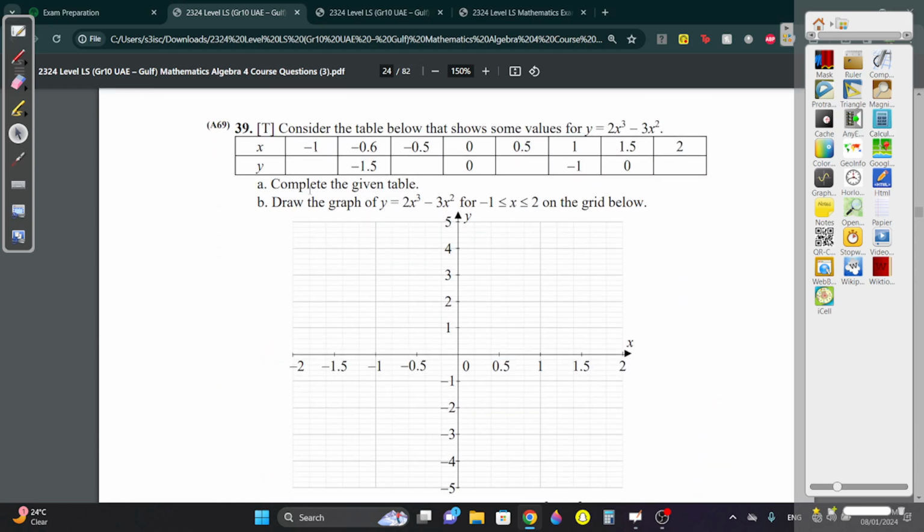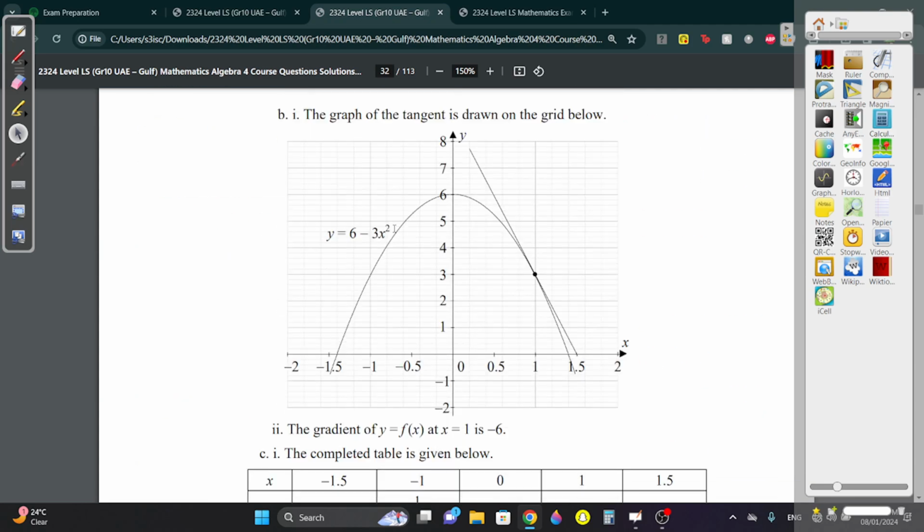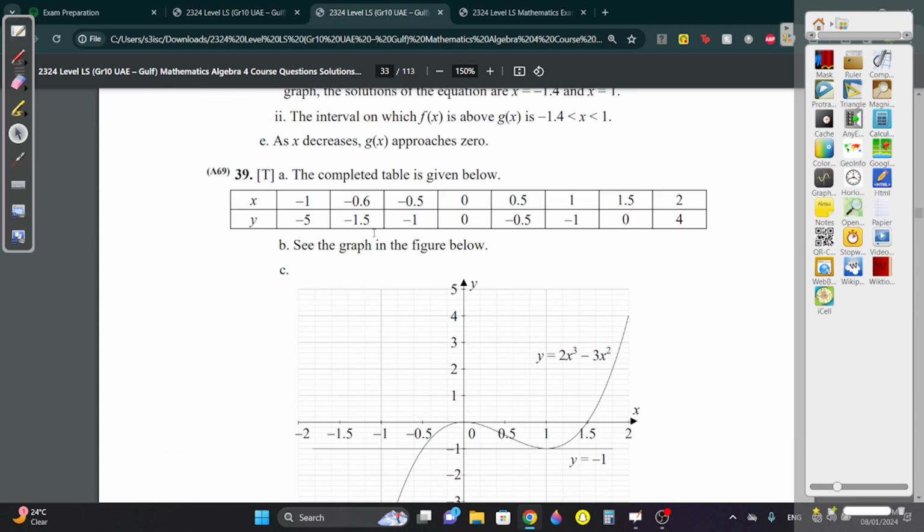Complete the given table. This you just do on a calculator. You have your calculator with you. Just put -1 instead of x: 2 times -1 to the power of 3 minus 3 times -1 to the power of 2. It's basic stuff. I don't think anybody got part A wrong in the final, because this part A also came in the final, this same style of asking the question. Let me go down to the solution.